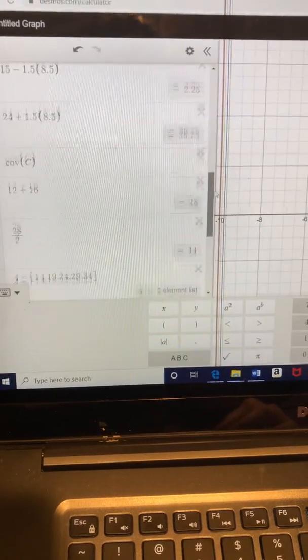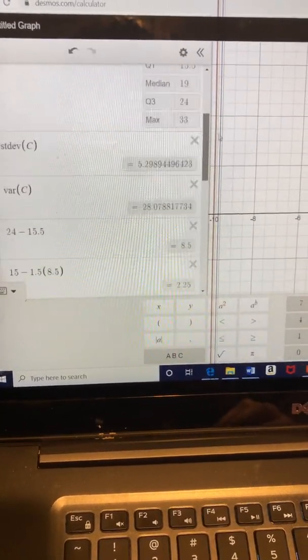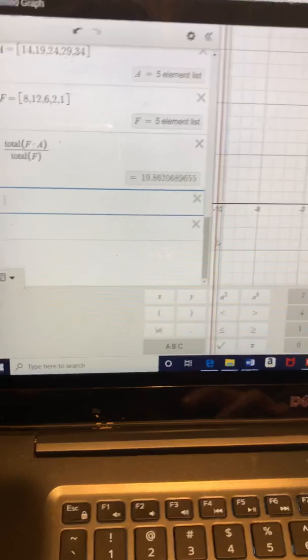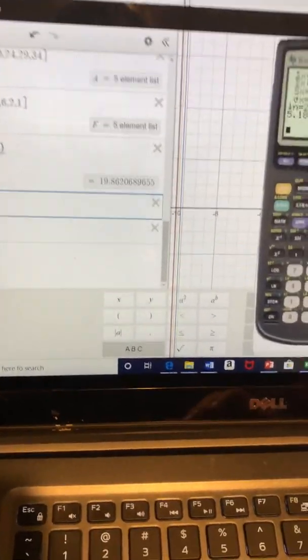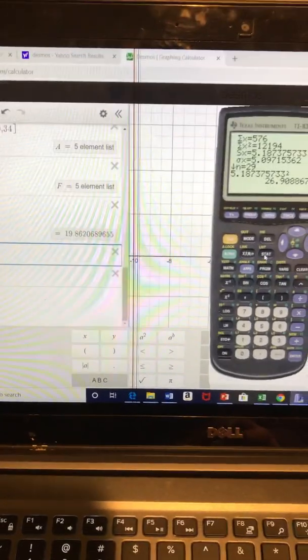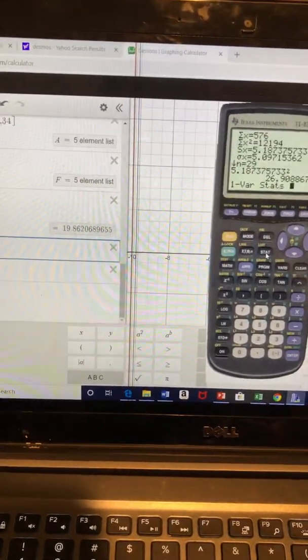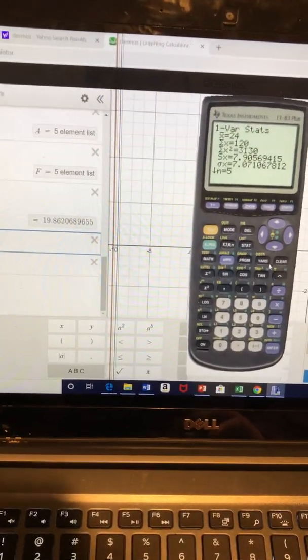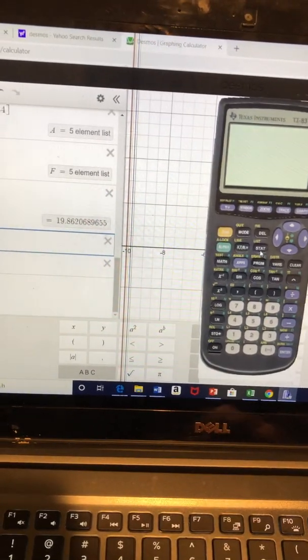Where'd it go? Oh, no, I did it on the calculator. That's what I want to do. I just did it on Desmos. Let me hit stat, sorry. Calc. Okay. L1, L2. Don't forget to do that.